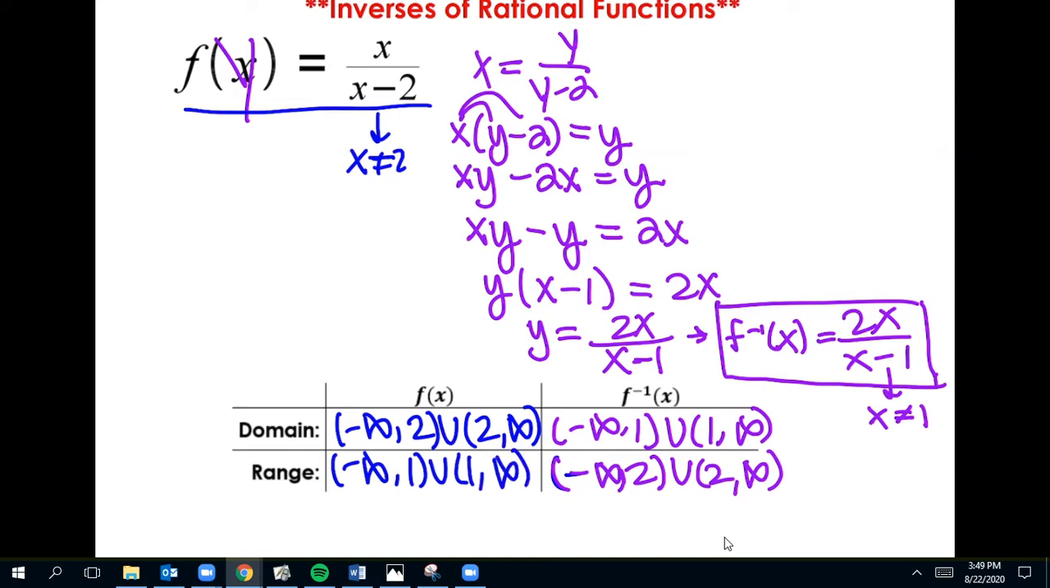And many of you have actually learned rational domain and range, and so you might have been able to figure that out already, which is great. But we'll talk about that in the next unit.